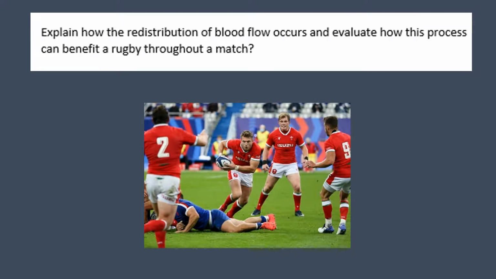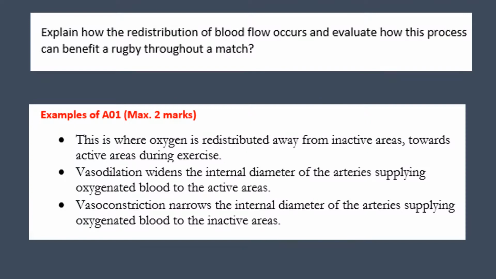Explain how the redistribution of blood flow occurs and evaluate how this process can benefit a rugby player throughout a match. So, as always, we're going to get 2 marks for AO1, which are our points showing a bit of knowledge, 2 marks for AO2, which are our explanation or examples, and up to 5 marks for AO3, which is our evaluation and our conclusions.